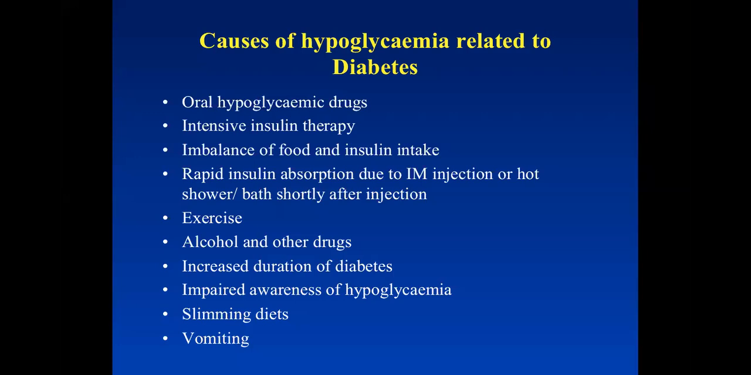Again, exercise which is more than normal, alcohol and other drugs, and increased duration of diabetes. Anybody who has an increased duration of diabetes and non-treatment is at risk of developing frequent attacks of hypoglycemia. And there's something called impaired awareness of hypoglycemia, which we'll be discussing later. And if the patient suddenly goes on a slimming diet while on the treatment, then the risk is more. If the patient develops something like vomiting, the risk of developing low glucose is more.